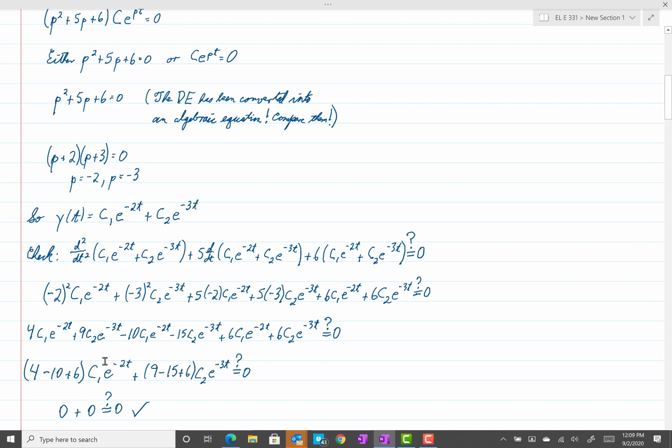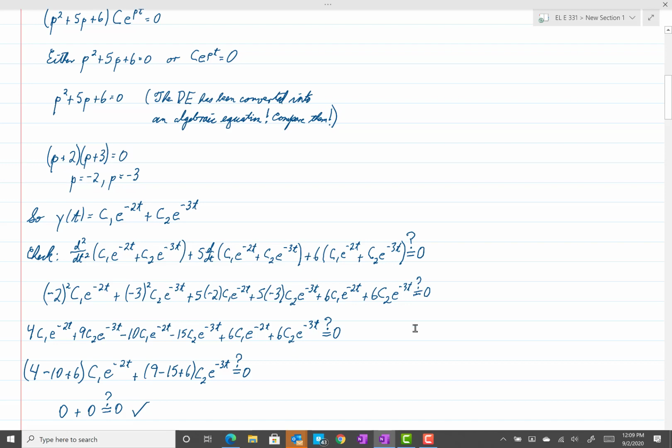Now, in going from this line to the second line, all I've done is write down negative 2 squared is 4, and negative 3 squared is 9, and 5 times negative 2 is negative 10, 5 times negative 3 is negative 15.